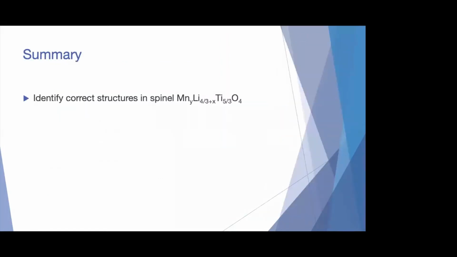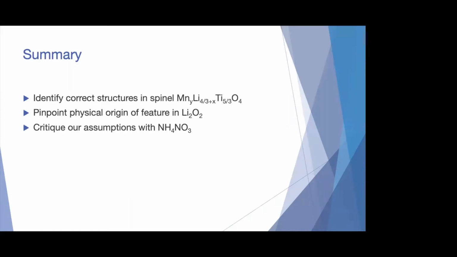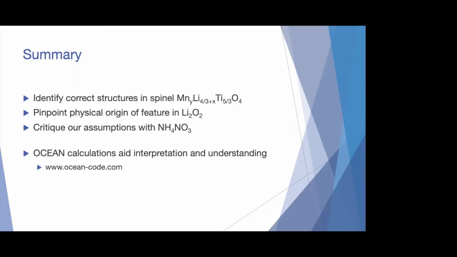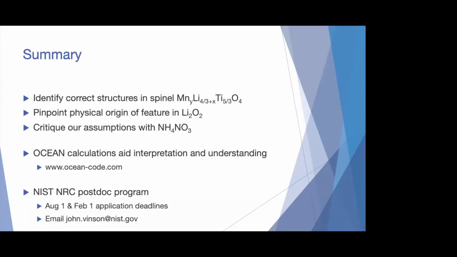So just as a brief summary, we looked at how we can go from a spectrum to trying to identify the correct structure in the lithium titanate, how we could examine physically what a feature is actually showing us in the lithium oxide systems, and then how we can critique the underlying assumptions that have gone into our calculation using ammonium nitrate. For all of these, you can use the OCEAN code to help us understand better what's actually going on in our systems.